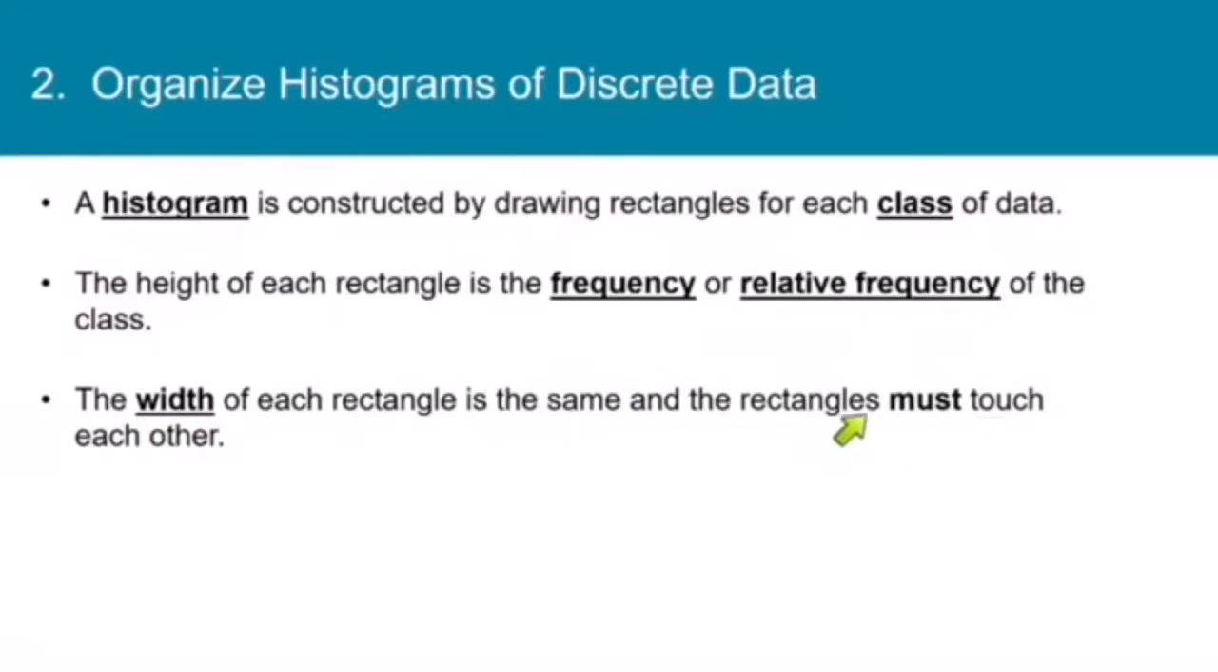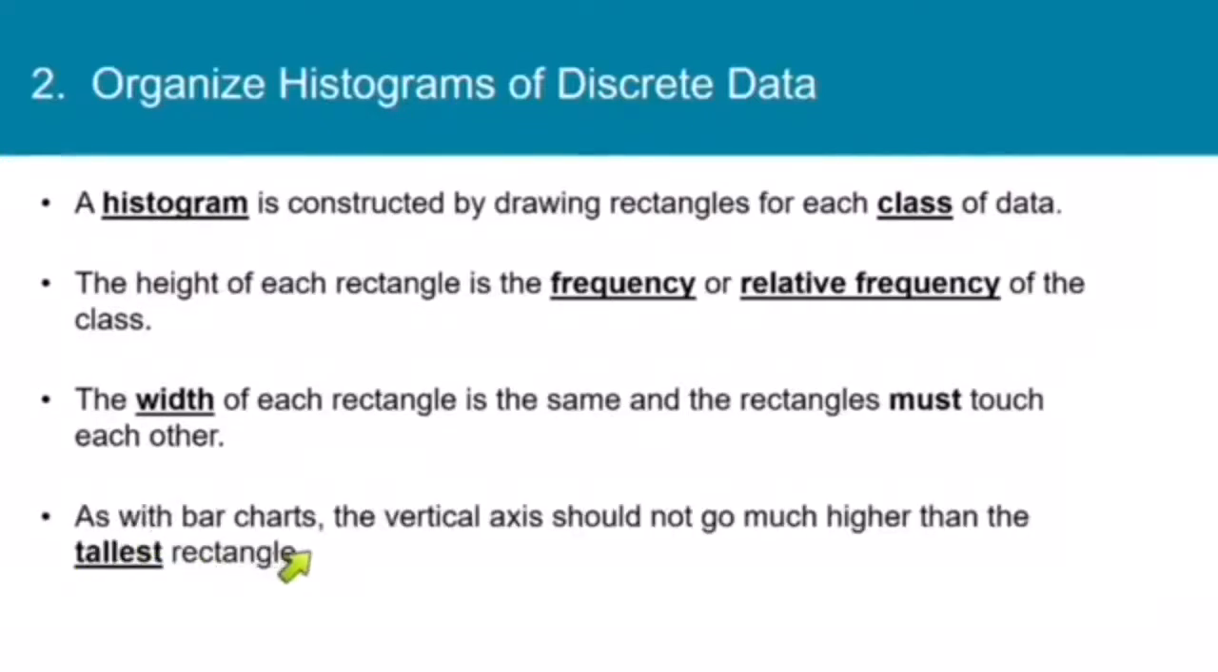So here is the biggest difference in looks between a bar graph and a histogram, is that the rectangles on a bar graph were not allowed to touch, but the rectangles on a histogram must touch each other. But the biggest defining difference between a bar graph and a histogram is that a bar graph has categories along the horizontal axis, whereas the histogram will have numbers on the horizontal axis. And that's the defining difference between a histogram and a bar graph. Now, just like with bar graphs, the vertical axis doesn't need to go much higher than the tallest rectangle.